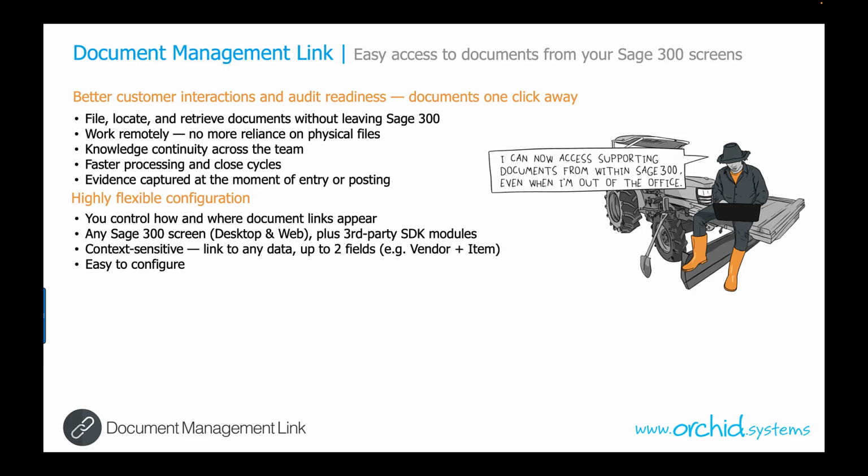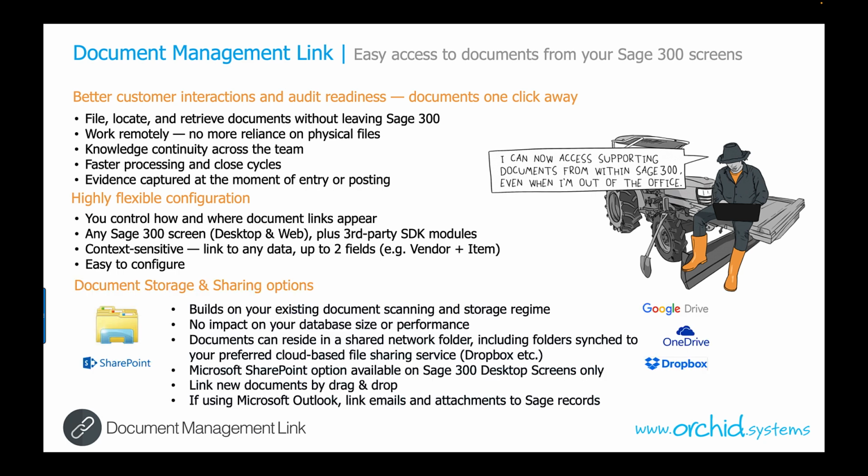We have very flexible configuration. You choose how and where the document links appear. It can be any Sage 300 screen, desktop or web screens, as well as third-party SDK modules such as EFT or Simply Manufacturing. It is context sensitive and you can link up to 2 fields. For example, vendor and item, vendor and document number. It is easy to configure and start with a small project.